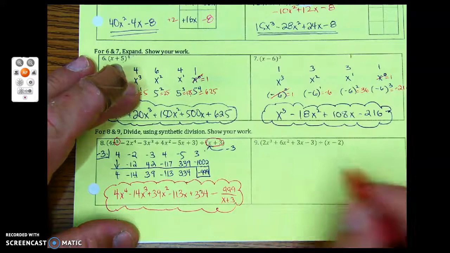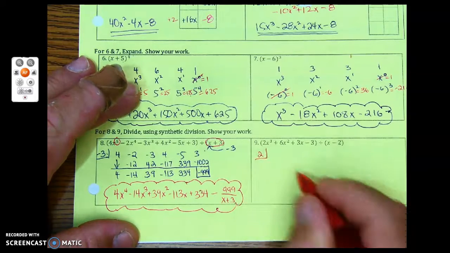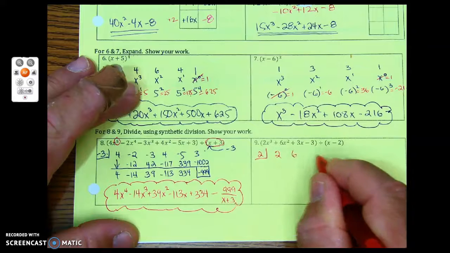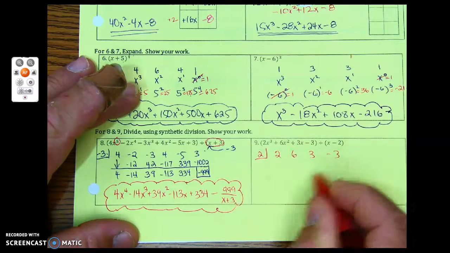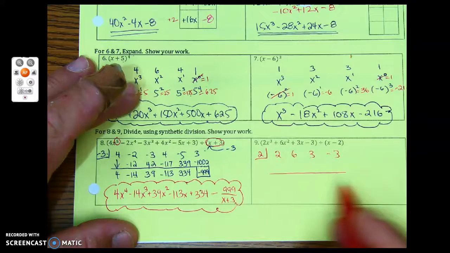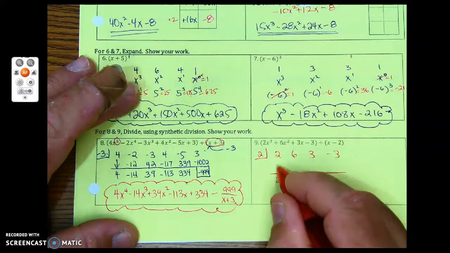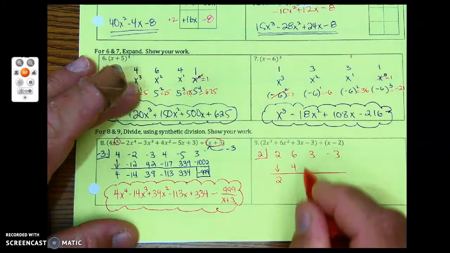We put 2 in a box on this one. Bring down the 2, the 6, the 3, and the negative 3. Bring down the 2. Multiply, you get 4.